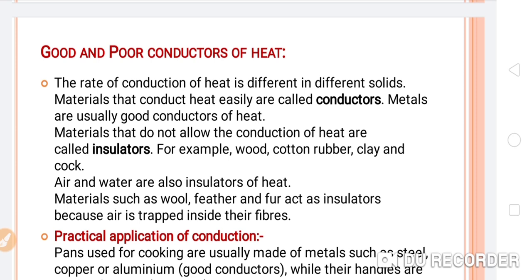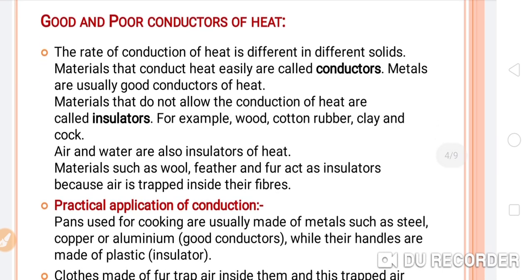Air and water are also insulators of heat, and materials such as wool, feather, and fur act as insulators because air is trapped inside their fibers, and as we know, air is a poor conductor of heat. So this is the reason behind it. If the air is trapped inside the feather or wool, the air will act as an insulator because it is a poor conductor of heat.